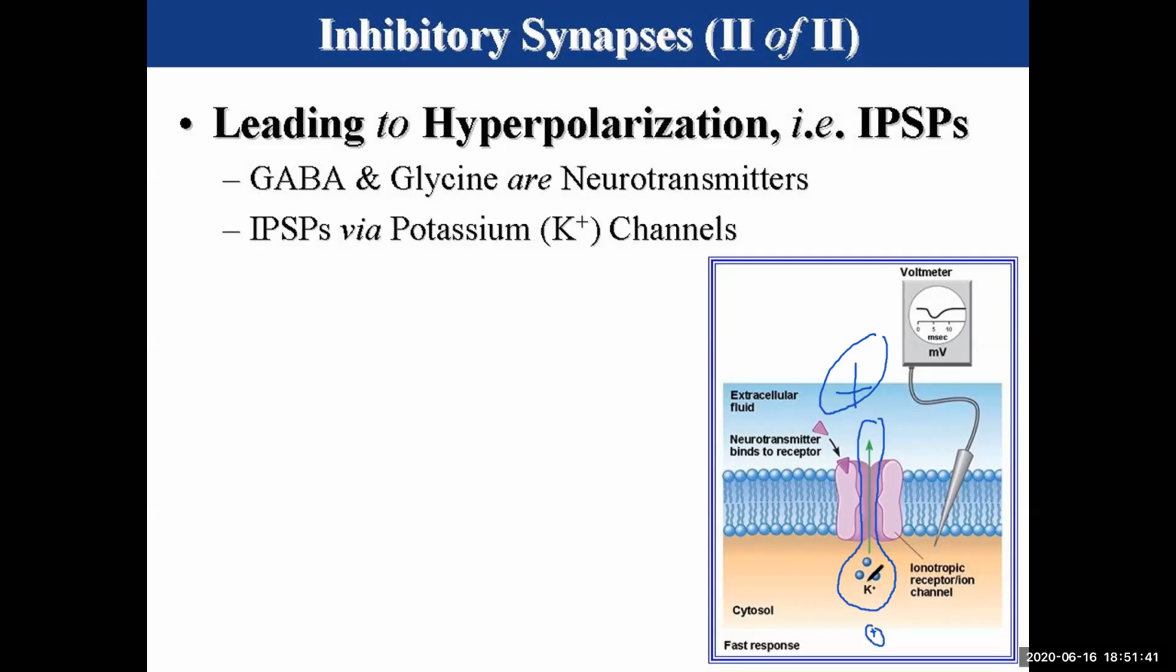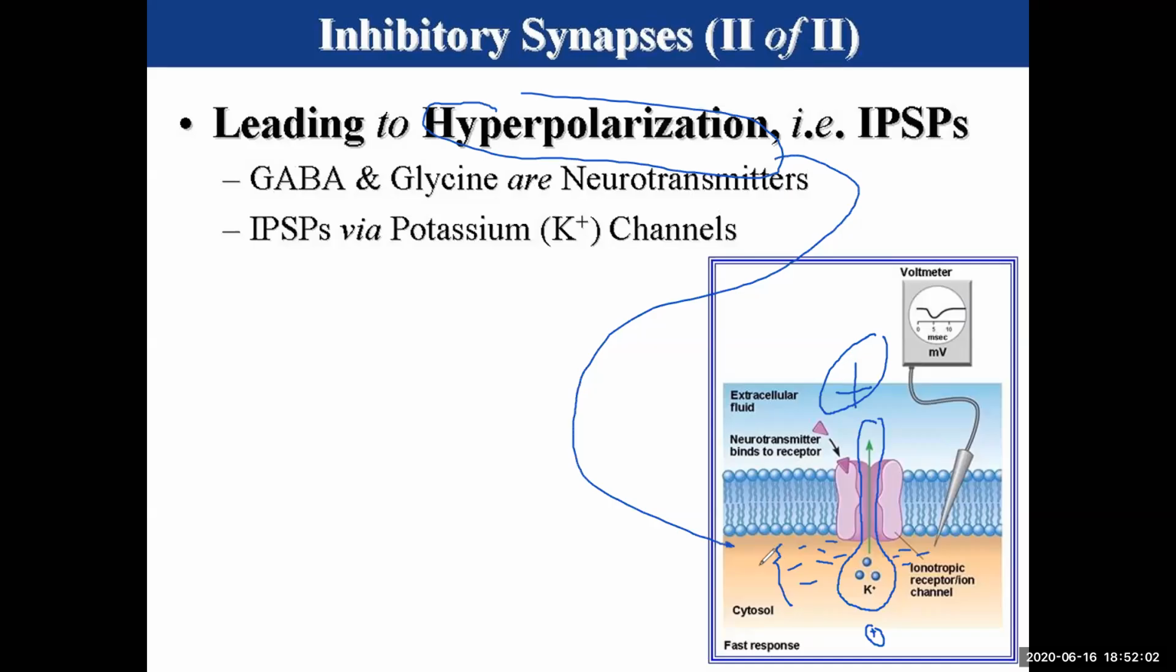So what you're making here is that the inner leaflet has even more negative charge than before, because the inner leaflet is losing a lot of positive charge. So this here, again, is a hyperpolarization signal. You're generating IPSP through potassium efflux.